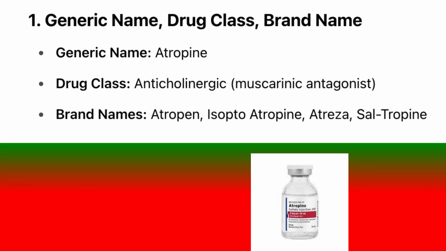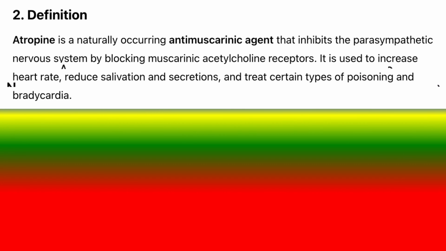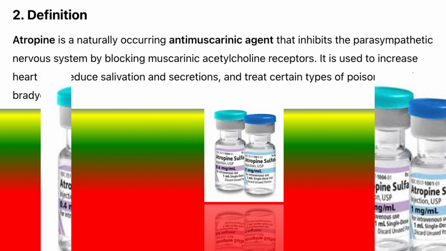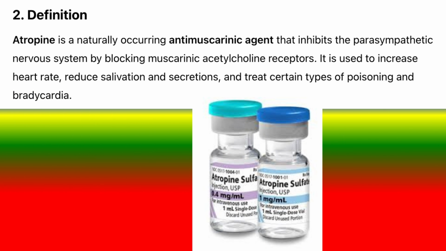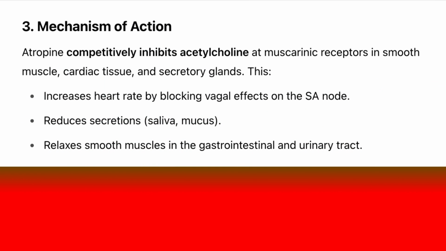Brand names: Atropine, Isopto Atropine, Atreza, Sal-Tropine. Definition: Atropine is a naturally occurring antimuscarinic agent that inhibits the parasympathetic nervous system by blocking muscarinic acetylcholine receptors. It is used to increase heart rate, reduce salivation and secretions, and treat certain types of poisoning and bradycardia.